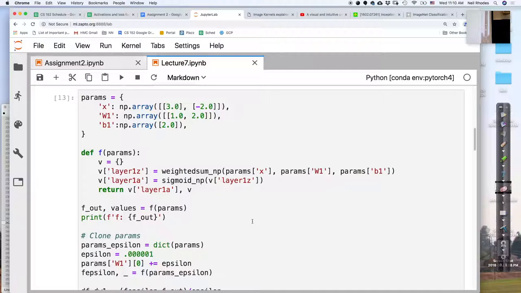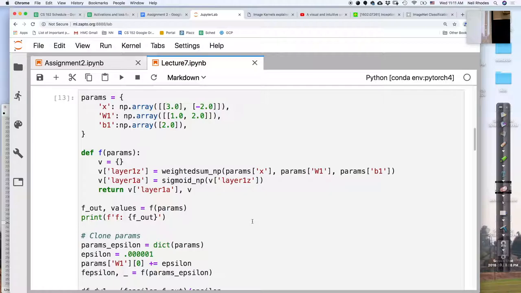And so f is going to take our parameters. Let's just ignore v for a second. We're going to calculate the value of layer 1, the weighted sum of x, w1, and b1. Then we'll apply the sigmoid operation to the z to get the a. We're saving these in a values dictionary, because later on when we're doing backpropagation, we need to know those values. So f is going to return not only the result, but also the entire set of values. When we call f, we'll save our result and our values.